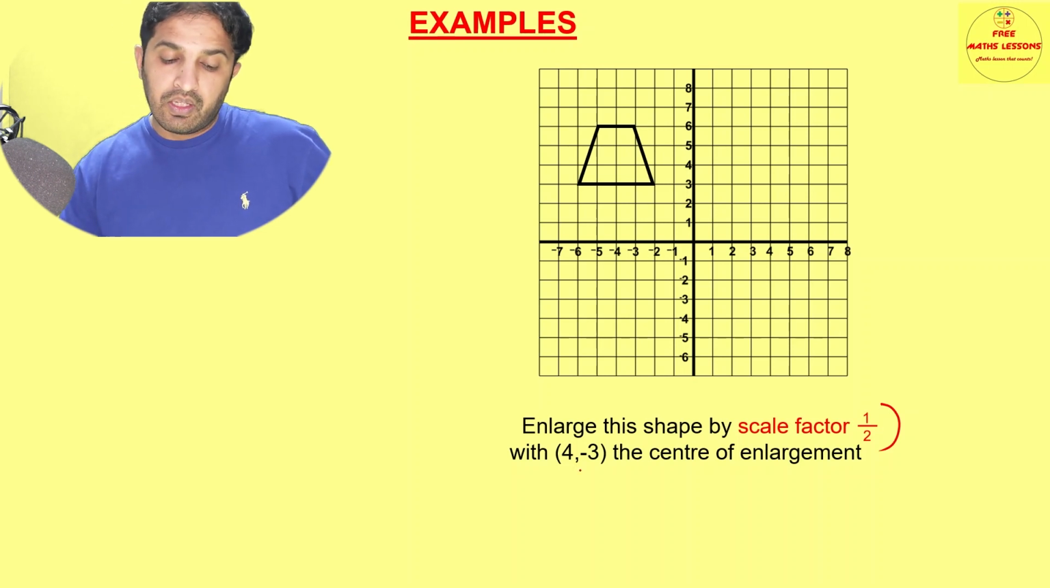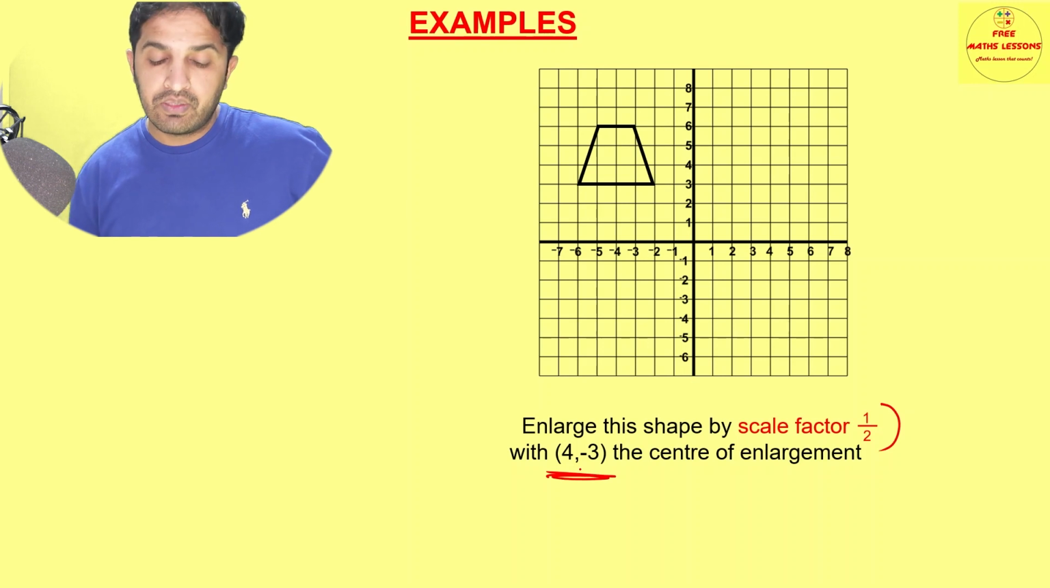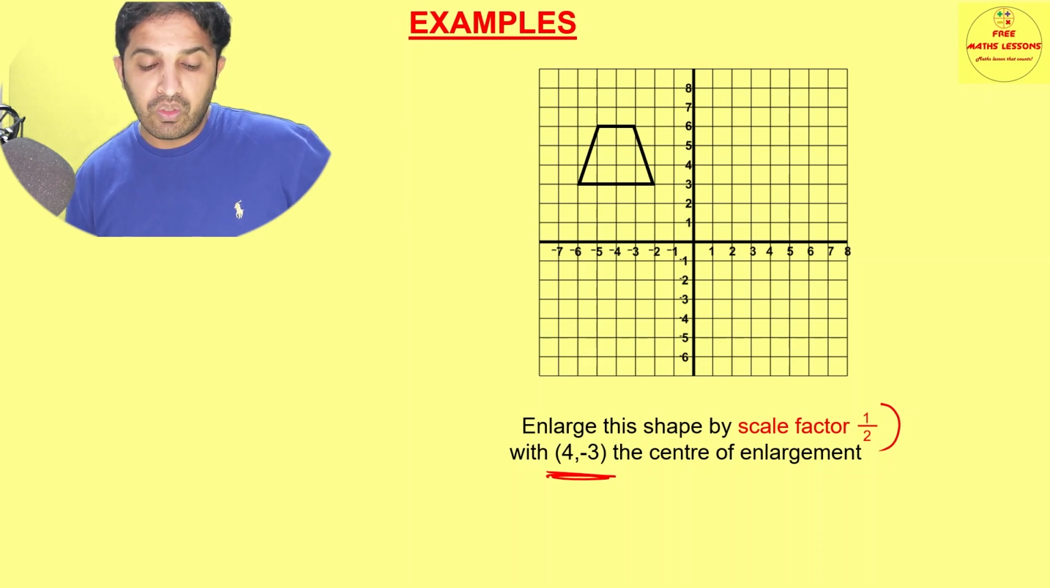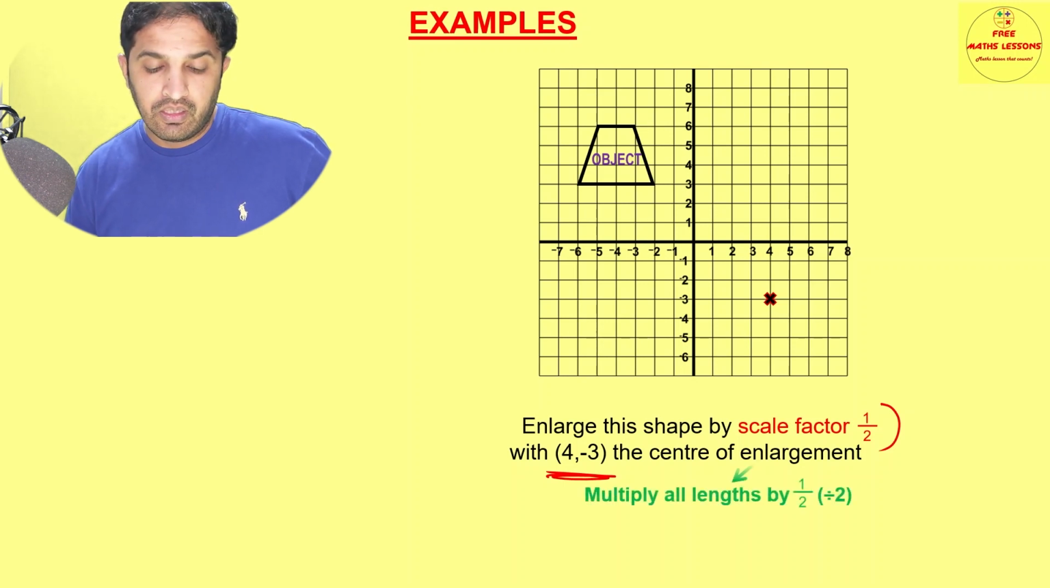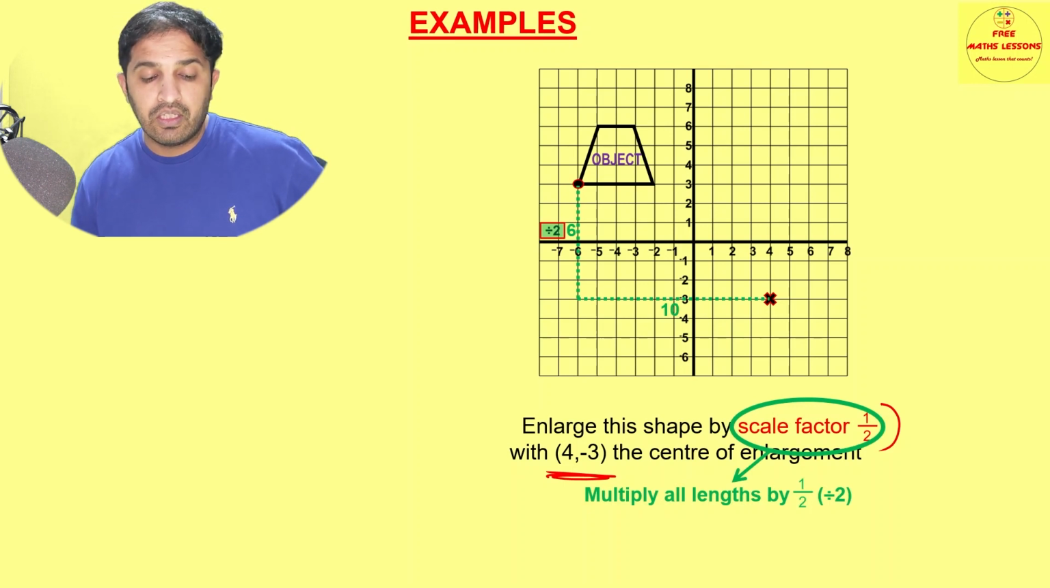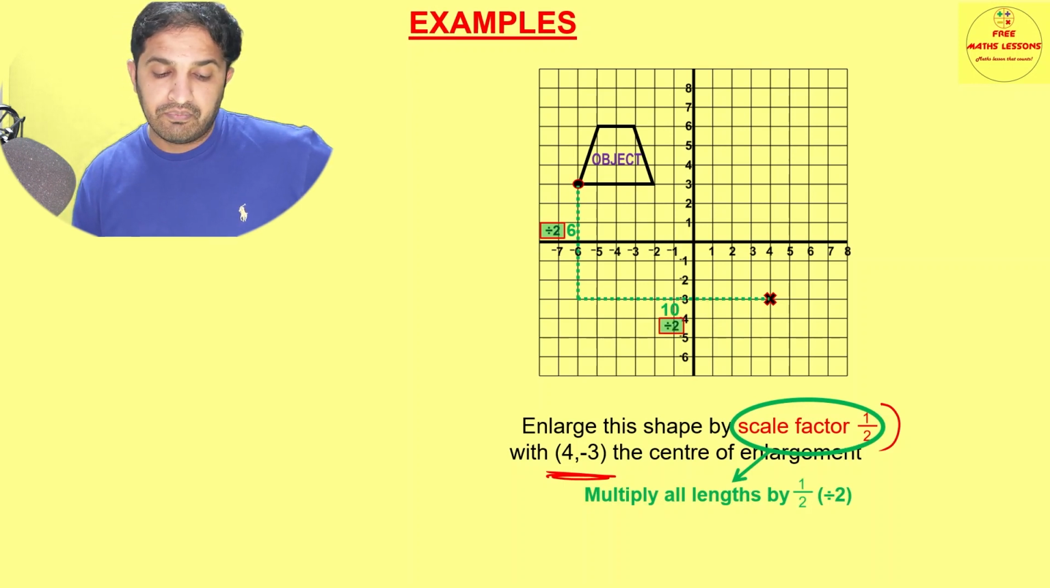Again we're using the coordinate as our center, so we're looking at coordinate (4, -3). That means 4 on the x-axis and -3 on the y-axis. So we mark our center. That's our center of enlargement, and then we measure the distance from the center to each point on the object. Then we half that, which means divide by 2. Whatever distance we get, we divide it by 2. So we're going 10 to the left and 6 up. We half that distance, so we go 5 to the left and 3 up.